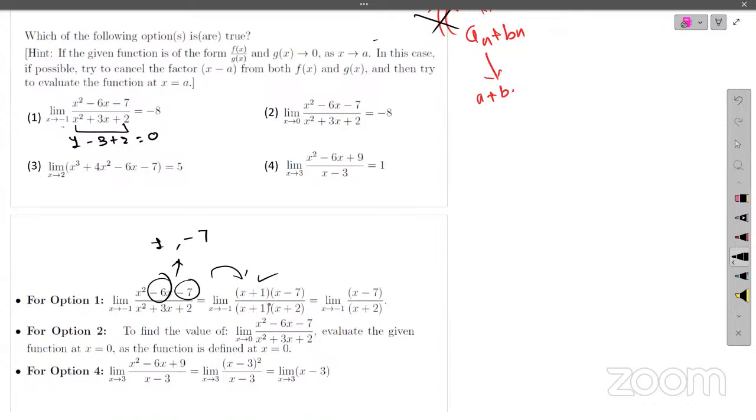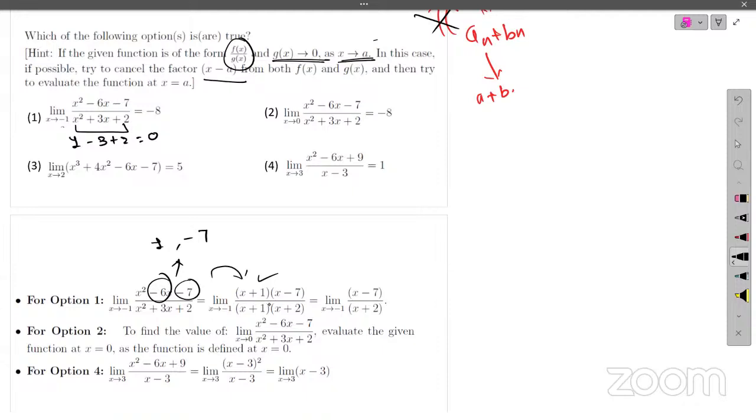So that's the thing mentioned here: if the given function is of the rational form f of x by g of x, and g of x goes to 0 as x goes to a, then what we have to do is try to factor out x minus a from the numerator and the denominator, cancel it out, and after that apply the limit. So this is actually related to rational functions.